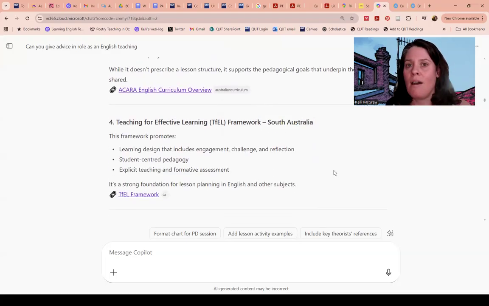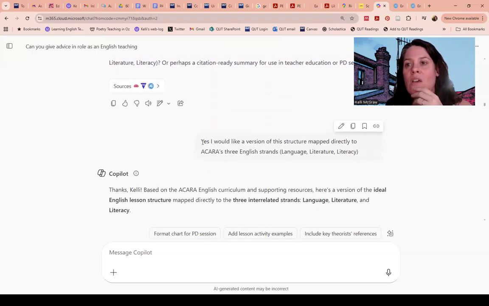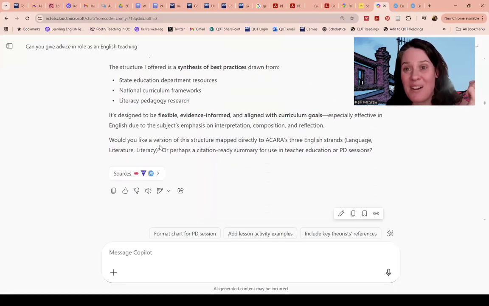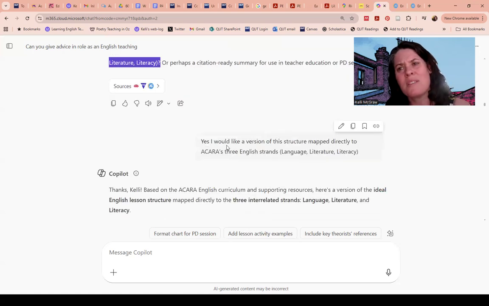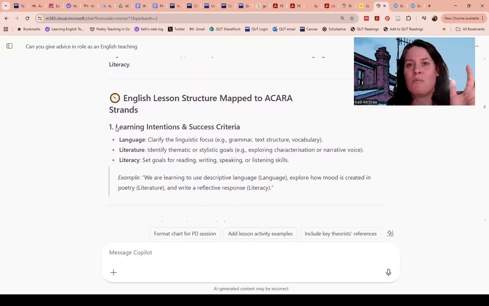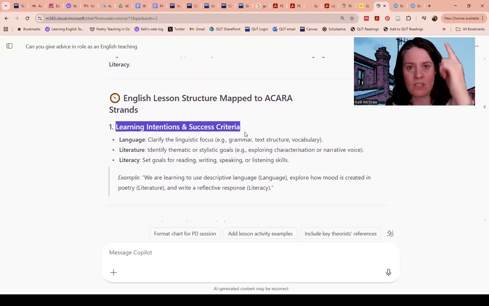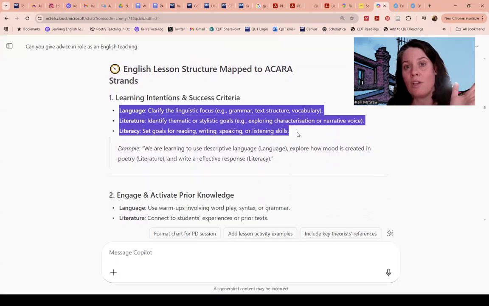So it's like, I didn't pull it from nowhere. Here's where I pulled it. I'm like, okay, fair enough. I said, yes, I would like a version of this because it offers sometimes, would you like a version of this mapped to the curriculum? And I thought, what could that possibly look like? So I said yes, because I was curious. And it gave me a lesson plan, just like before, but telling me how each phase might align to my English content.